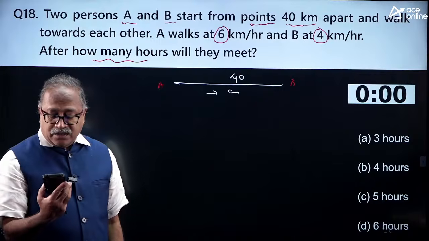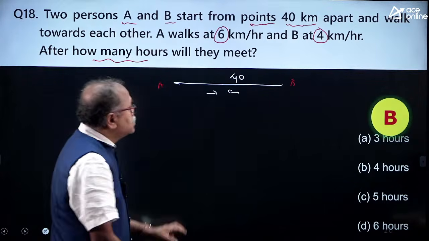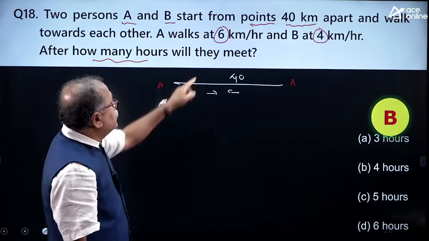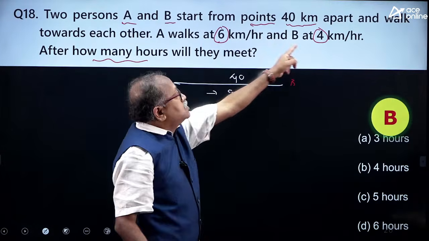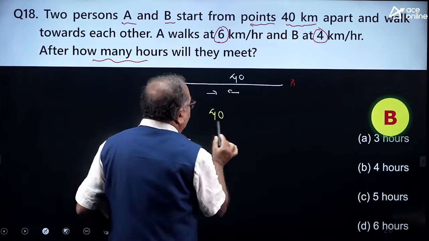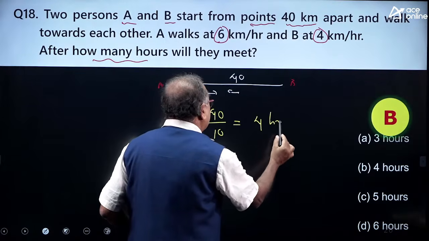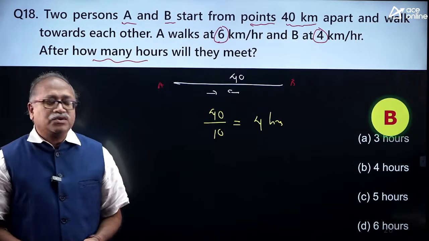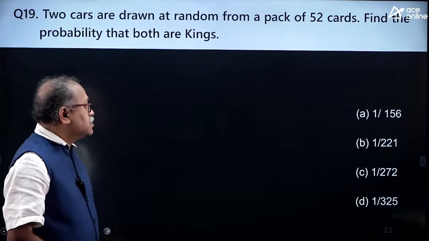So let me check that. Option B, 4 hours. It is a very simple thing, that is the distance divided by relative speed. What is the relative speed? One is 6 kilometer, another one is 4 kilometer. They are moving in opposite direction. So 6 plus 4, 10. So your answer for this question is 40 divided by 10, which comes 4 hours, distance divided by speed. Okay, one line question. I am moving on to the next one, and which is this.